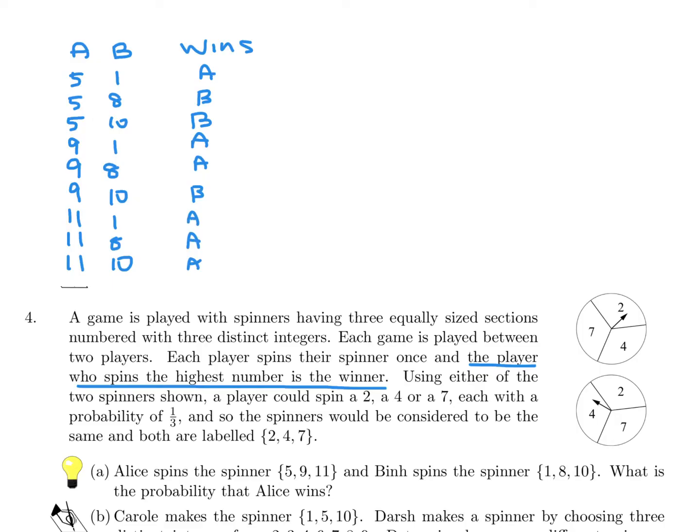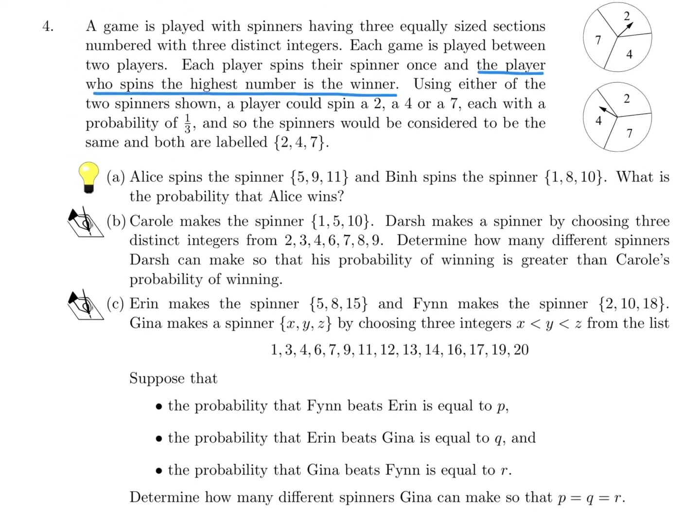What is the probability that Alice wins? Of the 9 possibilities, Alice wins 1, 2, 3, 4, 5, 6 times. And that in lowest terms is 2/3. That takes care of part A.